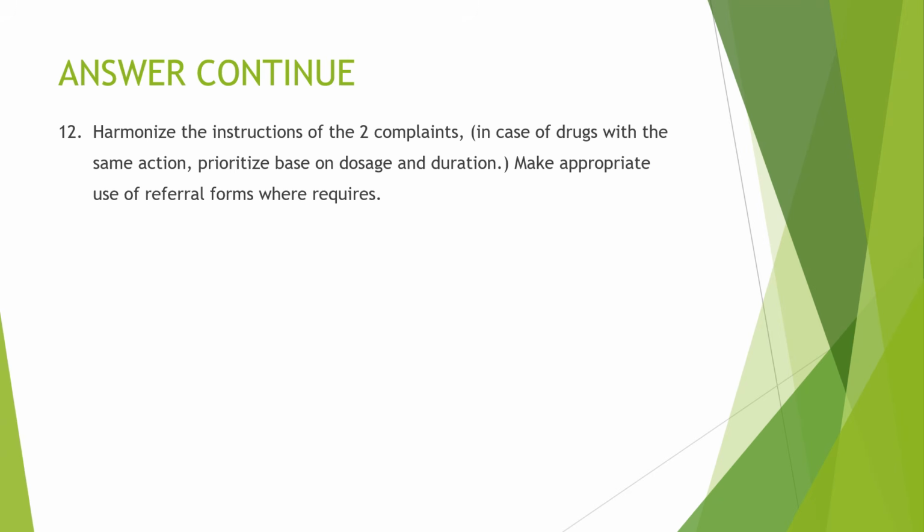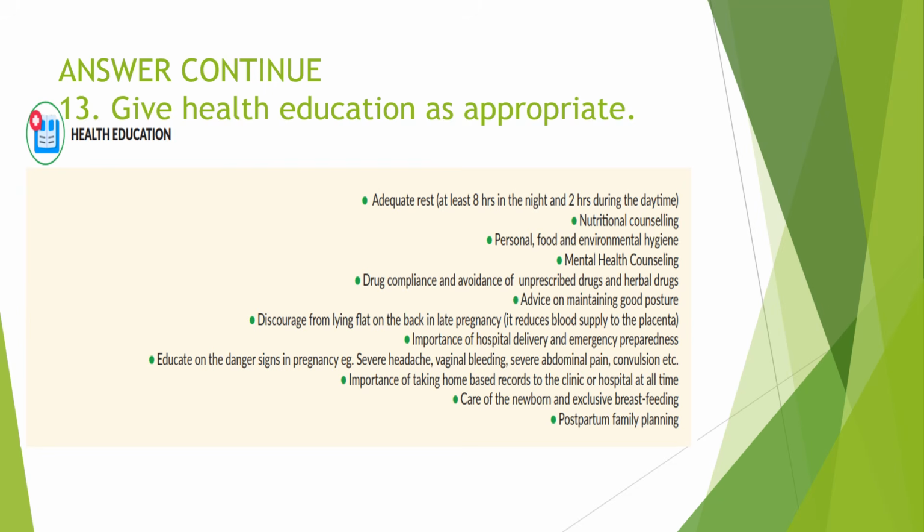So the next thing after this is to harmonize the instructions about the two complaints. In case of two complaints, you harmonize them. You do the required actions under the findings for the fever or headache and for the bleeding, and you bring them together and write them down as one, and you make appropriate use of the referral form where they require that you should refer the client. So you harmonize everything in one action plan.